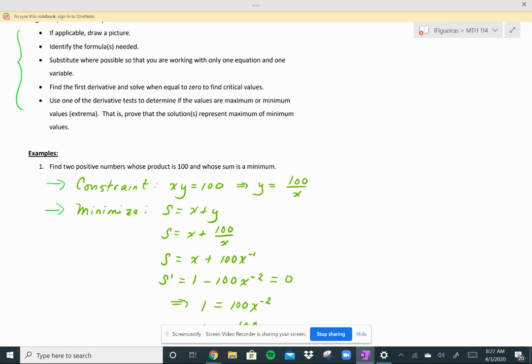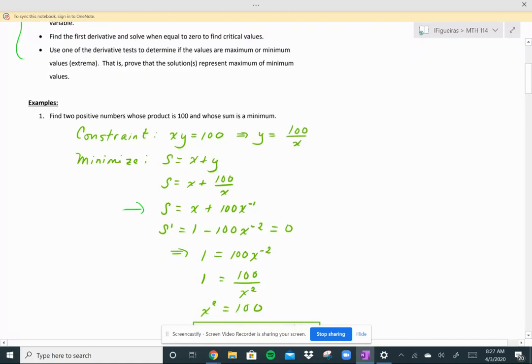Because the formula that I need to minimize has two variables, I need to eliminate one of them. So I'm going to solve the constraint for y and plug it in to the s equation. So y is equal to 100 over x. So s is equal to x plus 100 over x. Okay, so that's what I have to take the derivative of. First I'm going to rewrite s as s equals x plus 100x to the negative 1. Now we take the derivative and set it equal to 0. So that's what you see here. That's the equation that we have to solve now.